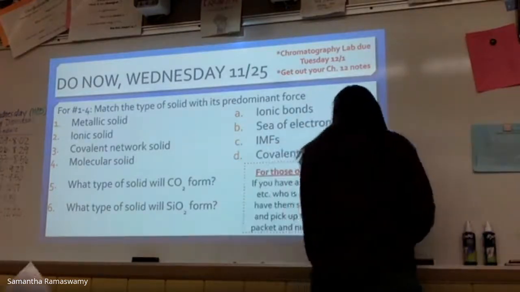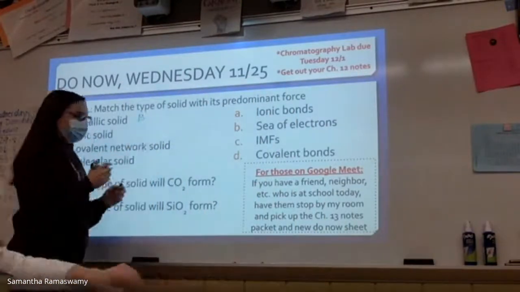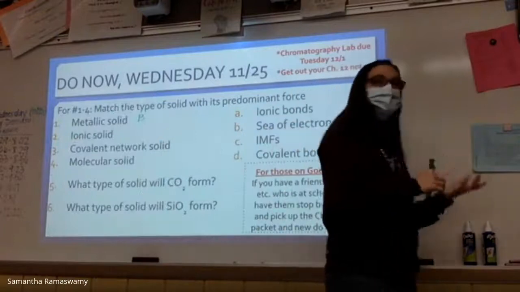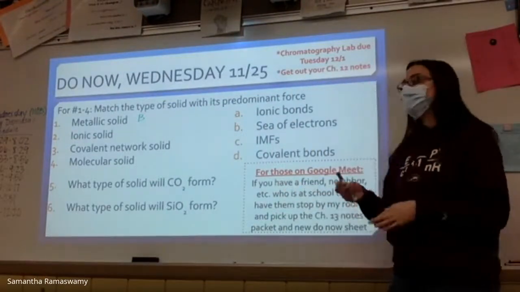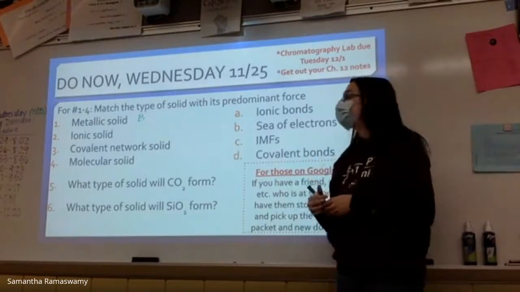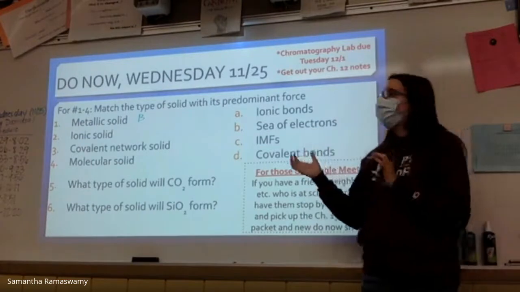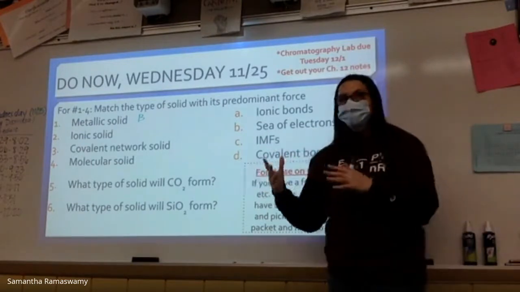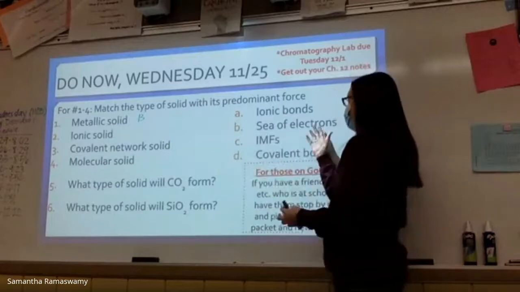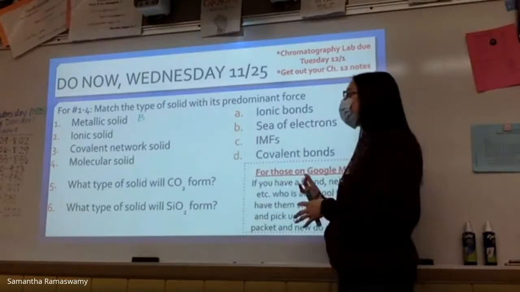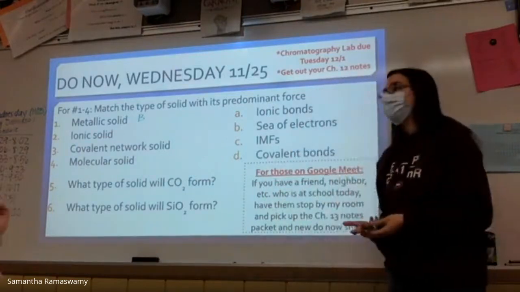So 1 is B. So metallic solids exhibit properties like they're conductive, they can be drawn into a thin wire, so that's ductile, they're malleable, they can fold easily. That's because of the sea of electrons. So the electrons are not just stuck in one place like in other types of solids. Instead, they can move around. And so since you have electrons that are able to move around, that gives the metallic solid a lot of the properties that they exhibit.